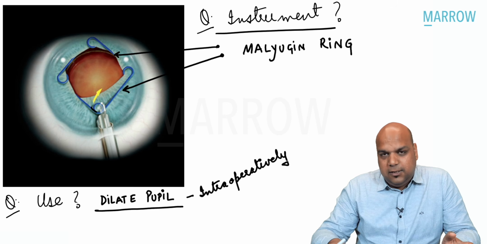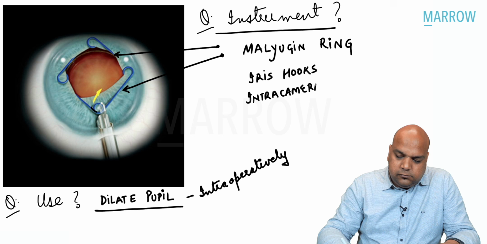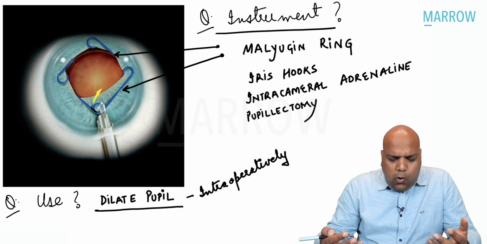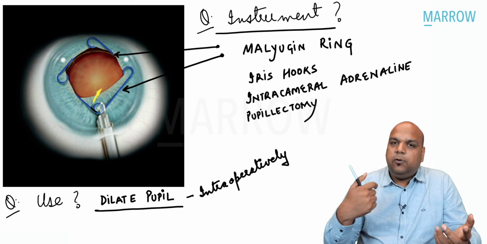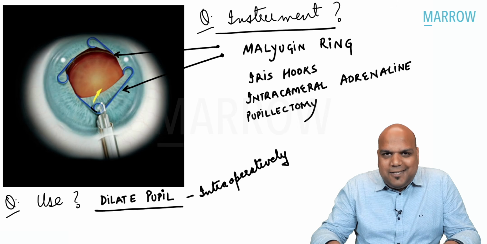Am I making myself very clear? There are various other ways. What are the other ways? You can use iris hooks. You can use intracameral adrenaline. You can do pupilectomy. So there are various ways, but the Malyugin ring is one of the popular, common ways through which a lot of surgeons will dilate the pupil intraoperatively, do their surgery, and take out the ring. This is an injector through which we can put it in, and then remove it through this injector again. So that's why this is an important image.